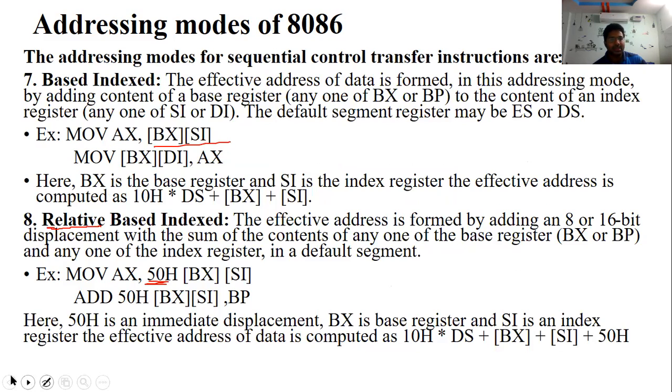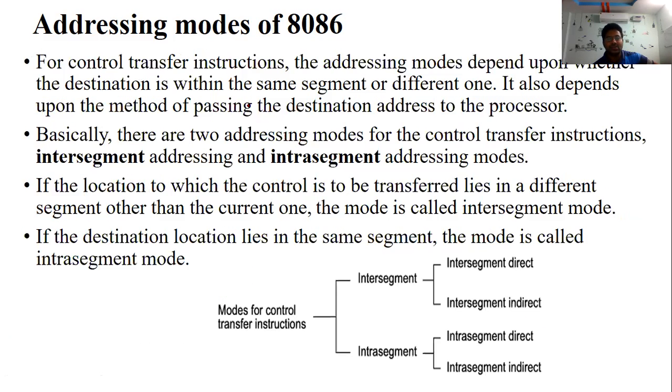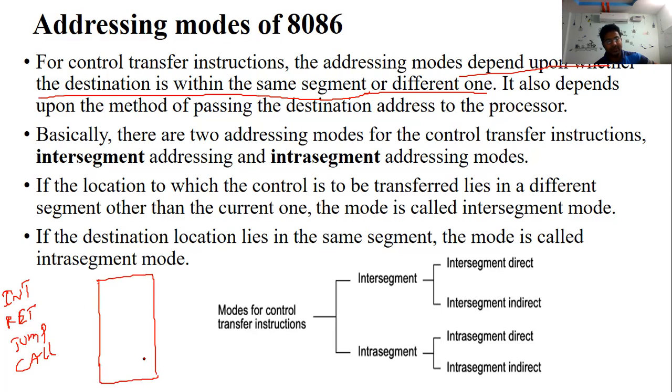Then coming to control transfer addressing modes. It depends upon whether the destination is within the same segment or a different one. These are mainly used for jump, return and call instructions. So when the microprocessor uses instructions like INT (interrupt), RET (return), JMP (jump) and CALL, this type of instruction is performed.